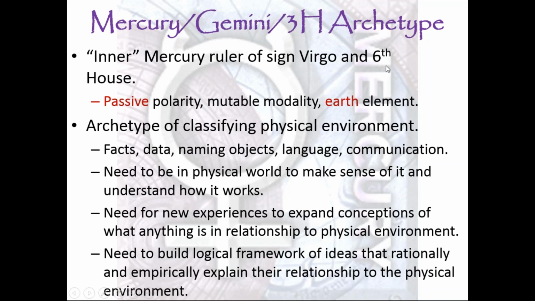We're looking at the difference here, okay, of Gemini and third house as the title, not the first little point. This is the archetype of classifying our physical environment. In other words, Mercury, Gemini, third house is where we want to have facts and data. We want to be able to label something, a desk or a pen or a telephone. We want to have language and communication. This is the need to be in our physical world and to label it in order to make sense of it and allow us to have an ease of understanding with each other and how everything works.